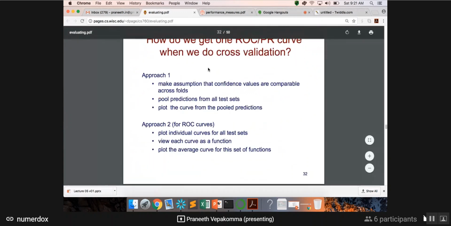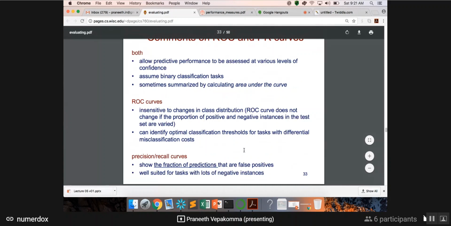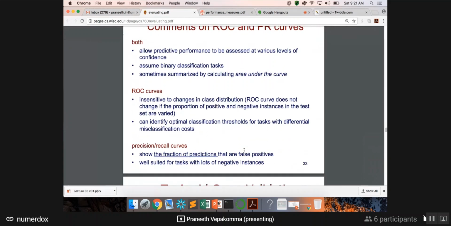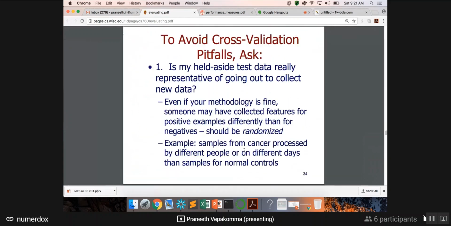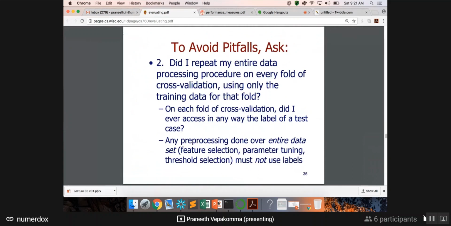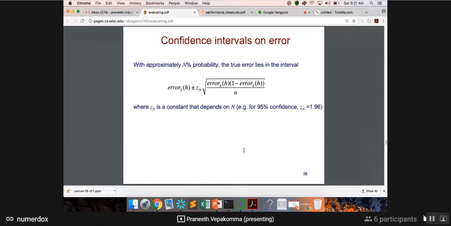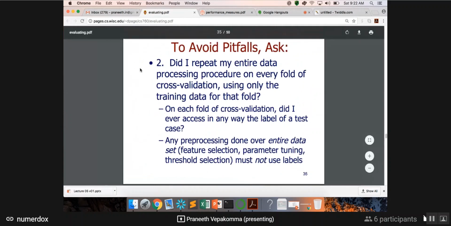How do we get ROC or PR curve when we do cross-validation? So plot the average curve. This is approach 2. Yeah, this is like a summary slide of what we did. And this is a future topic: hypothesis testing. This thing we'll be covering in the coming up lessons.